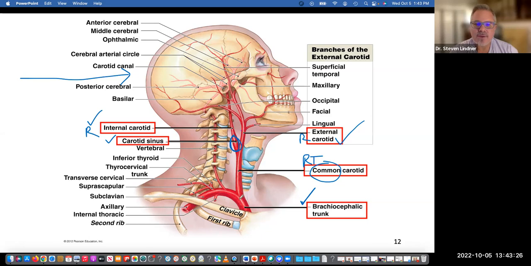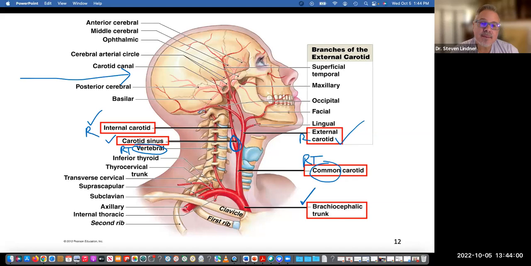And off the brachiocephalic trunk, we also have, very important, the right vertebral artery. If you look at the vertebral artery, it's traveling through the transverse processes, C1 through C6. If you think back to osteology, there was a hole in those transverse processes called the transverse foramen. So the vertebral arteries travel through there.